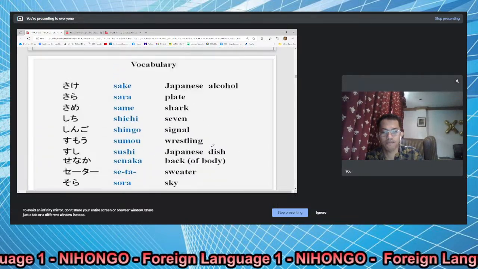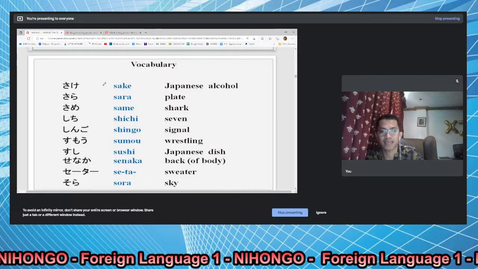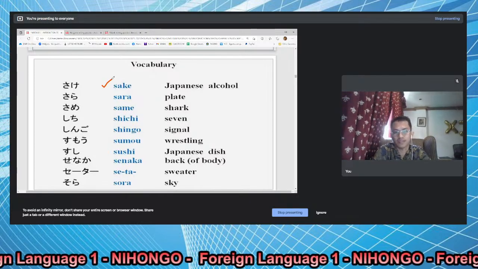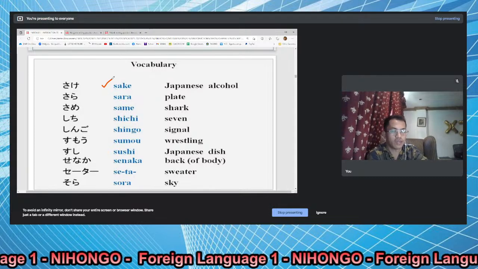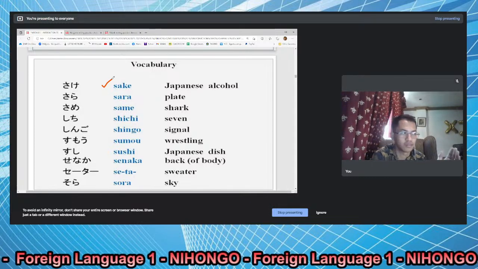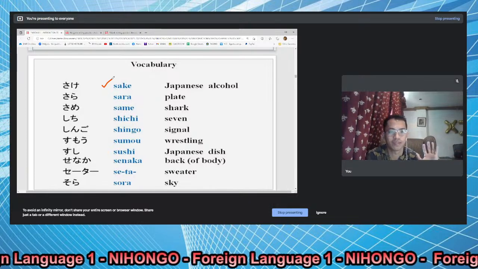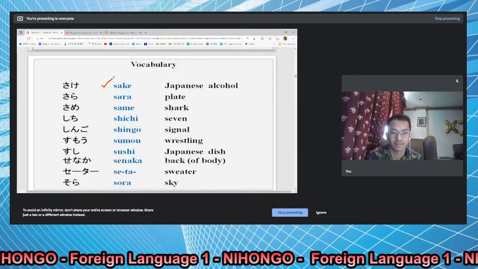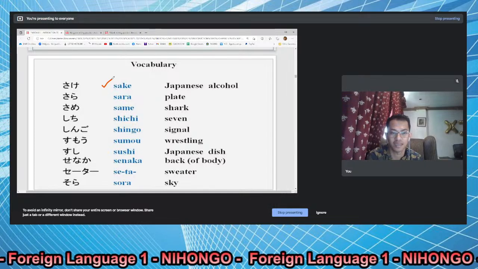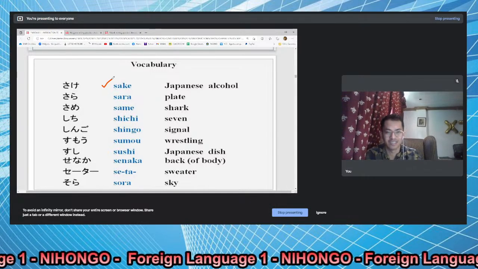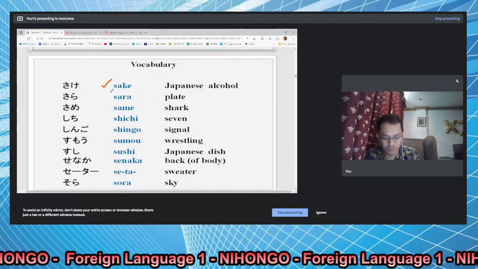Next, we have sake. Familiar naman siguro kayo sa sake. Sa Japanese alcohol, kung ang Japanese may sake, ang Korea merong what? Ano? Paborito nyo? Soju.